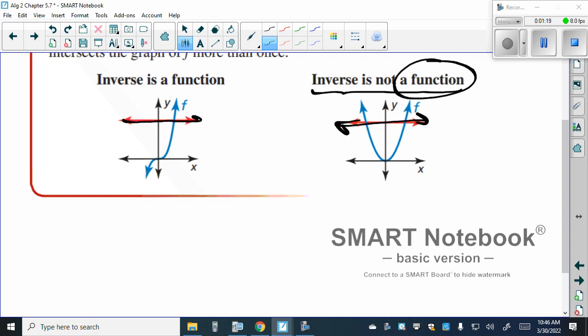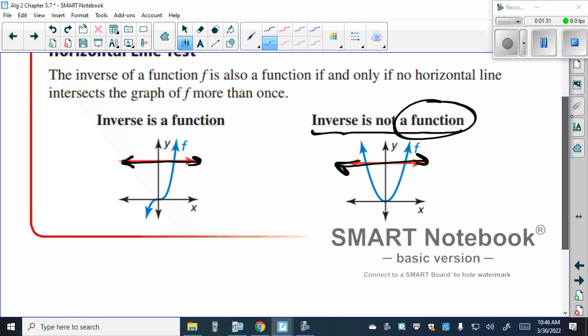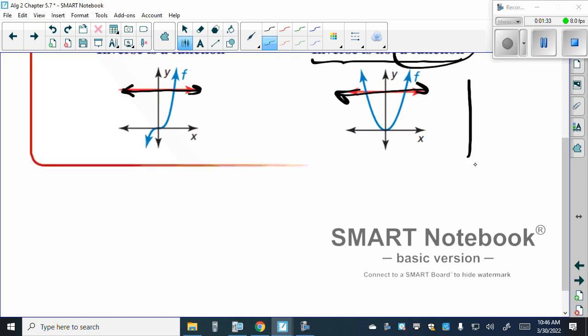Here, it only crosses once, so its inverse is a function. It's not that it doesn't have an inverse, it's just that its inverse is not a function. So this function here, if we graphed its inverse, would actually be this graph here, which doesn't pass the vertical line test. Because the horizontal line test is taking the function itself and seeing if its inverse is a function.